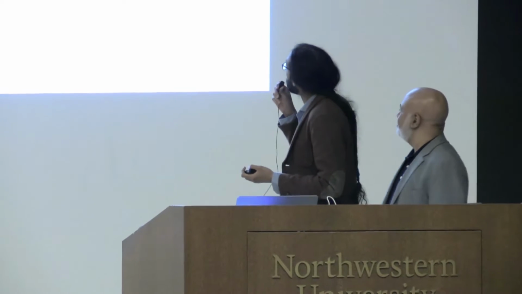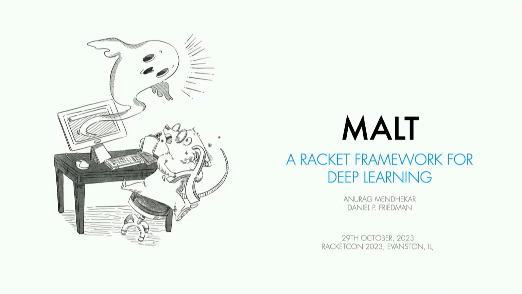They will be telling us about Malt, which is a Racket framework for deep learning that is intended to restore Lisp and Racket's rightful place as the main language for artificial intelligence. So let's hear about it. Thank you. Thank you, Sid.